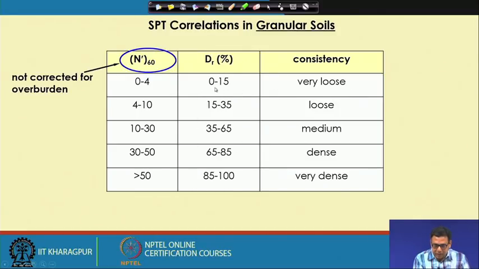So, 0 to 15 is for very loose, and 85 to 100 is very dense, or greater than 85 is very dense. And this is the corresponding N-60. 60, as I mentioned, is the standard energy ratio.